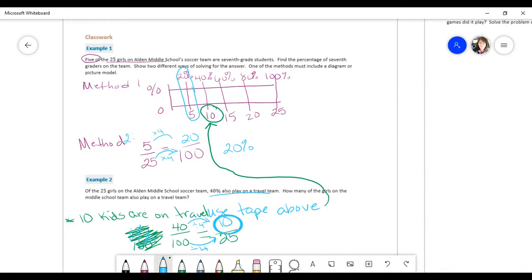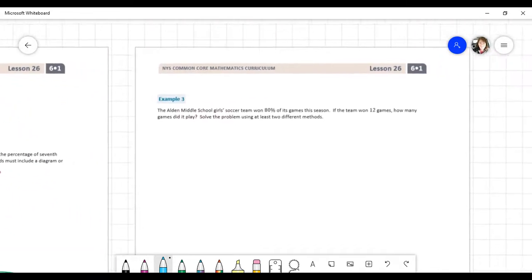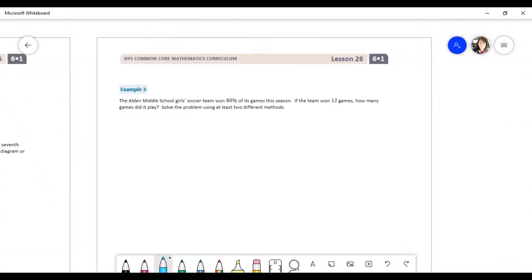Look at example 3. On that same team, the soccer team, this team won 80% of its games. The team won 12. How many games did it play? 80% they won, and they won 12. So what do you notice about that? Let's see what we can do with that.